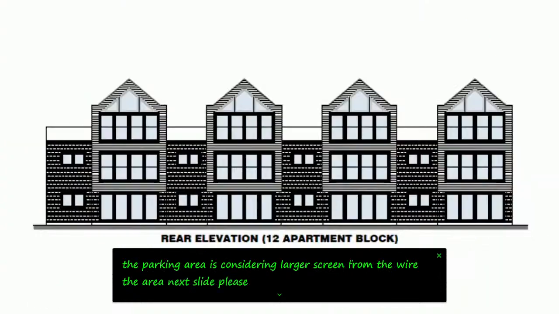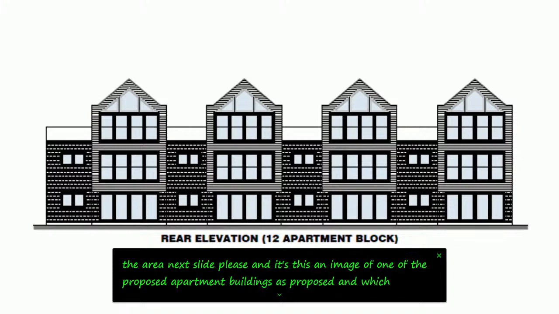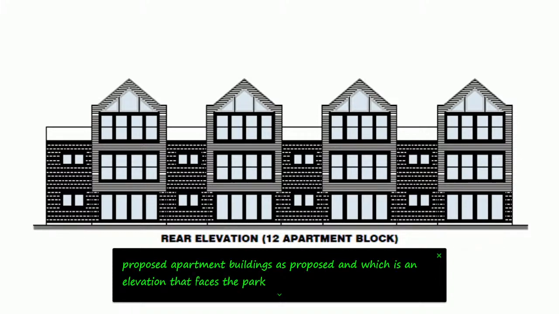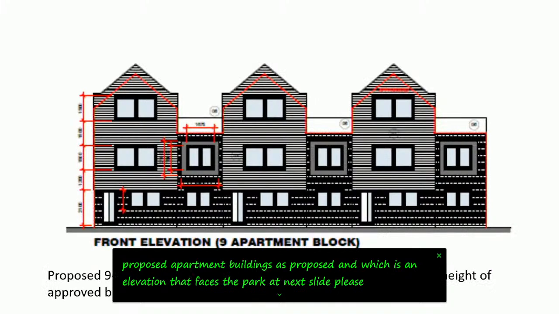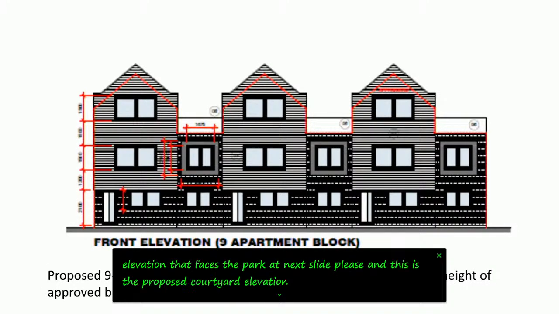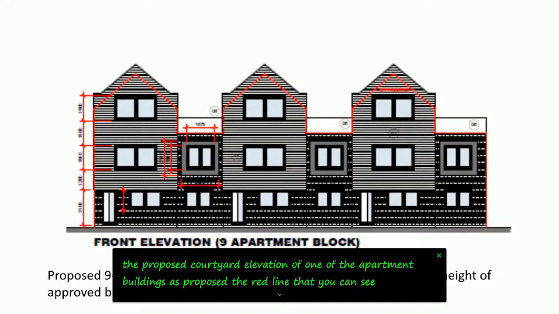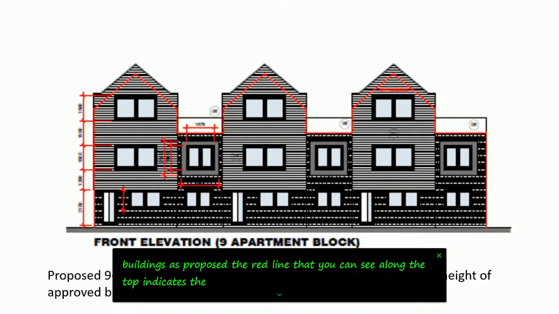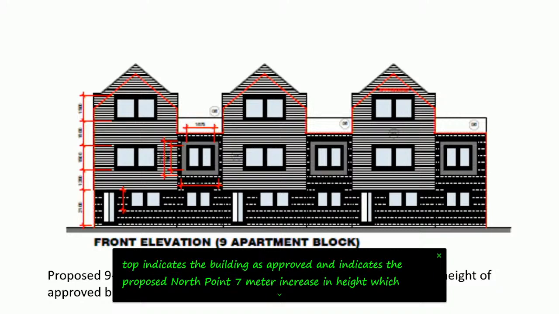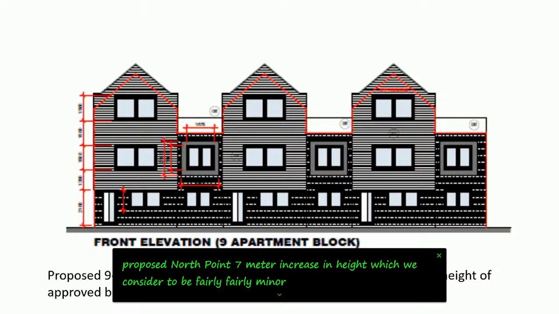Next slide, please. So this is an image of one of the proposed apartment buildings, an elevation that faces the park. Next slide, please. So this is the proposed courtyard elevation of one of the apartment buildings. The red line along the top indicates the building as approved and indicates the proposed 0.7 metre increase in height, which we consider to be fairly minor.